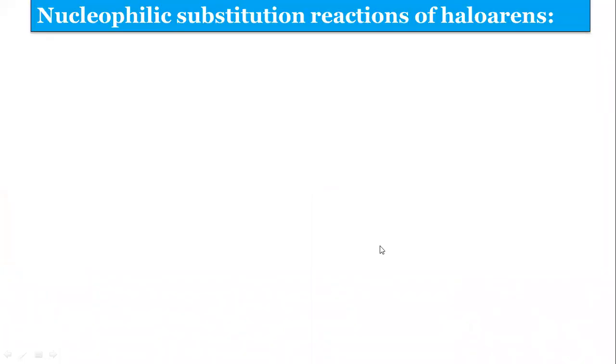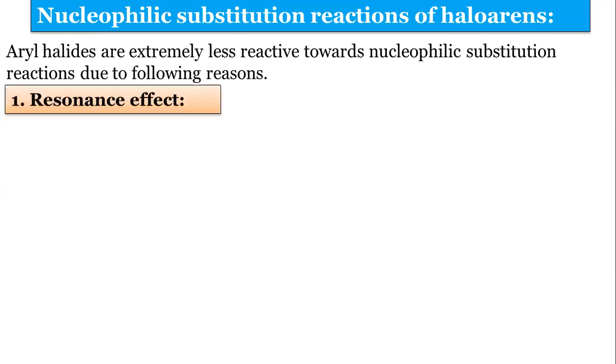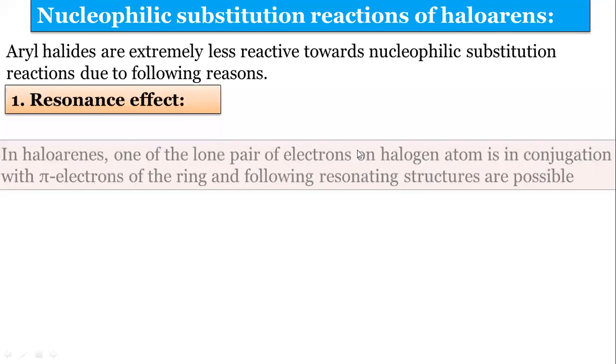Then nucleophilic substitution reactions of haloarenes. This is the last part of the chapter. Nucleophilic substitution reactions are very slow and difficult to take place, because in case of alkyl halides, the bond between C and Cl is very weak. It can be easily broken.